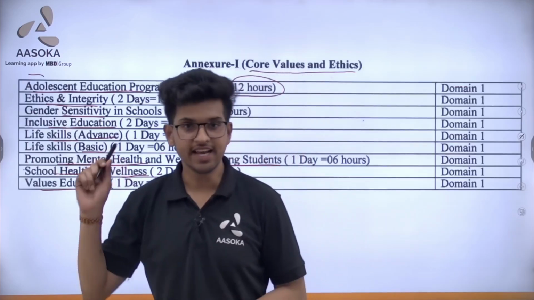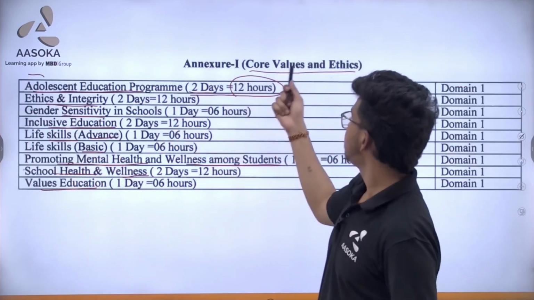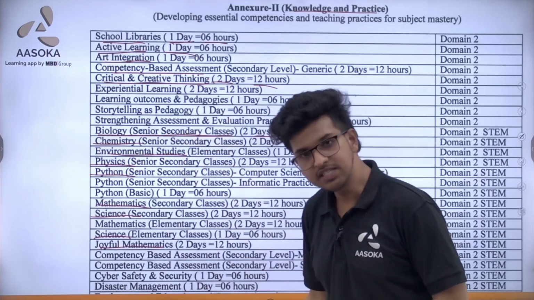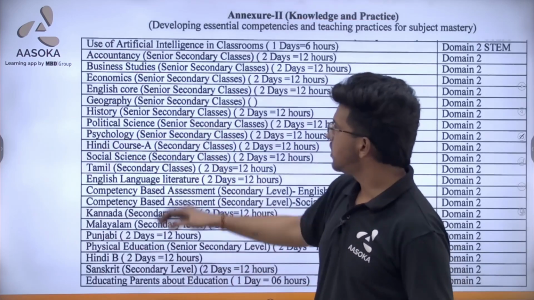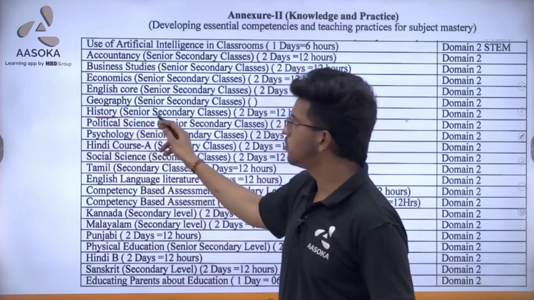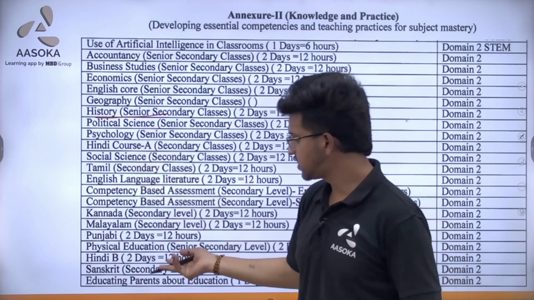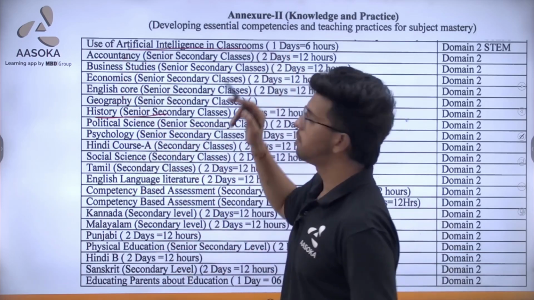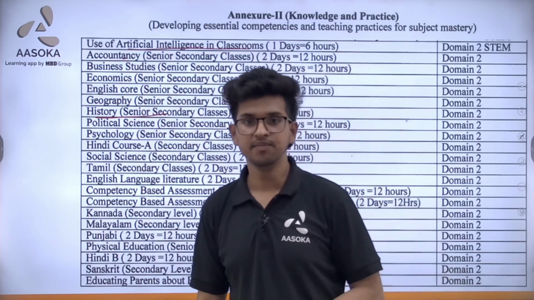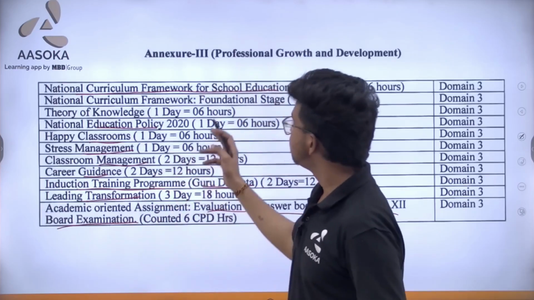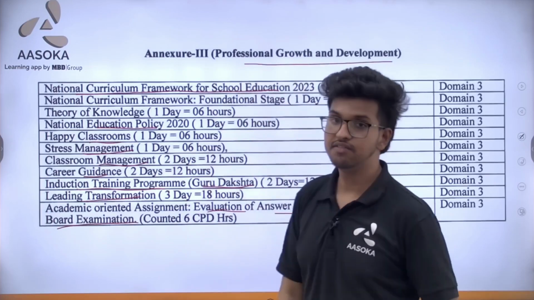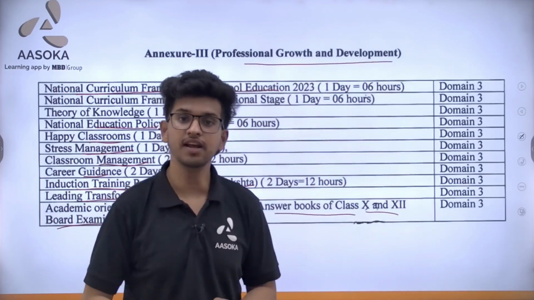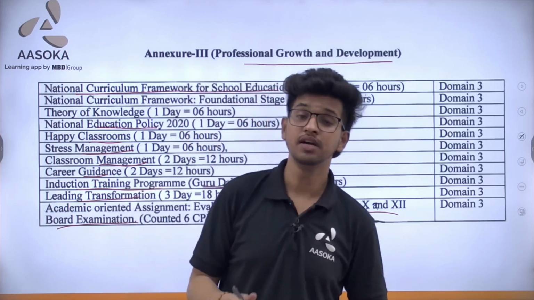So this is annexure 1, related to core values and ethics. This is annexure 2, related to subject specific topics and other topics that you want to go for. Either you can go for the subject specific topics or you can go for different kinds of topics in the classroom. Next is annexure 3, which is related to professional growth and development. So these things are there, and this is how this new training framework is going to be in our academic year 2025.